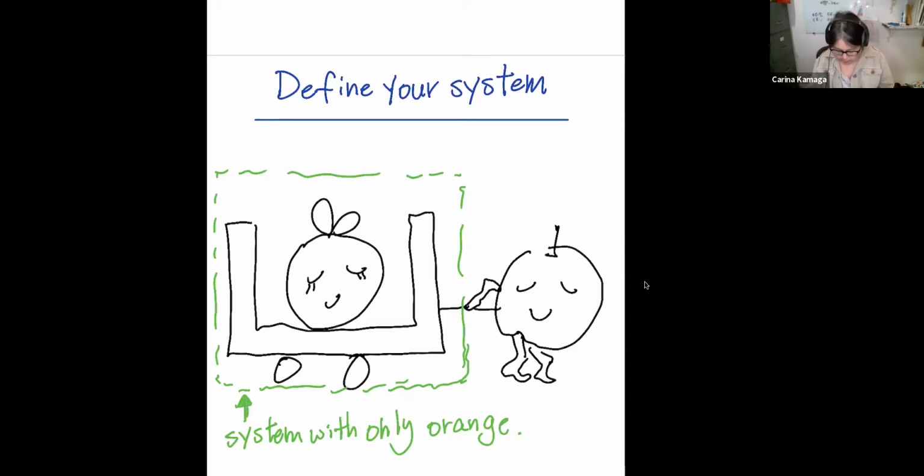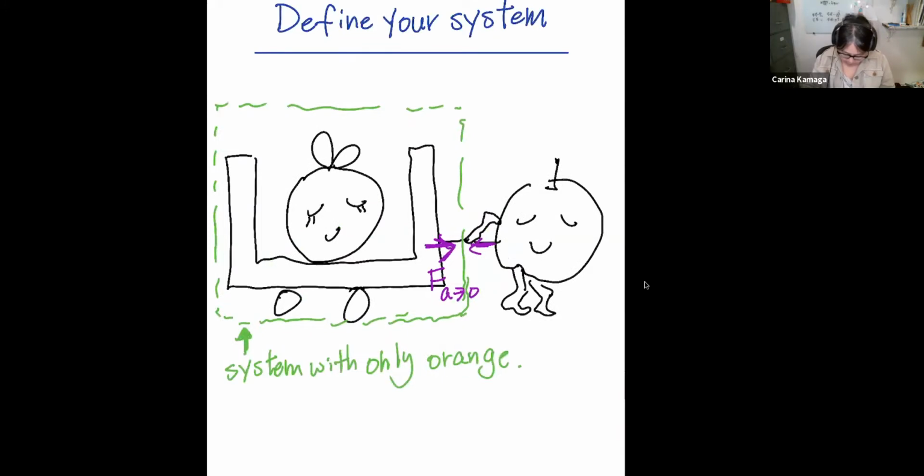Then what's happening in here? She's being pulled by the apple, right here. So this is the force from apple to orange. But at the same time, there is a force applied on the apple from orange. So this is from orange to apple. And we know that these two forces are a pair and they're equal and in the opposite direction.